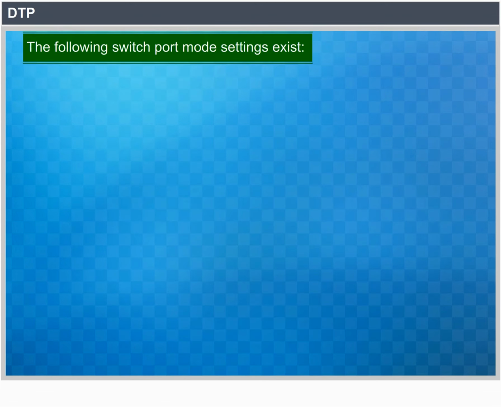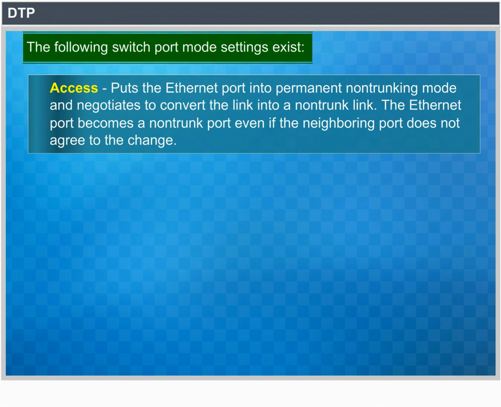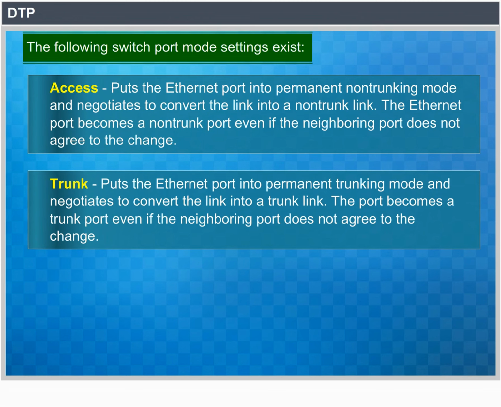The following switch port mode settings exist. Access puts the Ethernet port into permanent non-trunking mode and negotiates to convert the link into a non-trunk link. The Ethernet port becomes a non-trunk port even if the neighboring port does not agree to the change. Trunk puts the Ethernet port into permanent trunking mode and negotiates to convert the link into a trunk link. The port becomes a trunk port even if the neighboring port does not agree to the change.